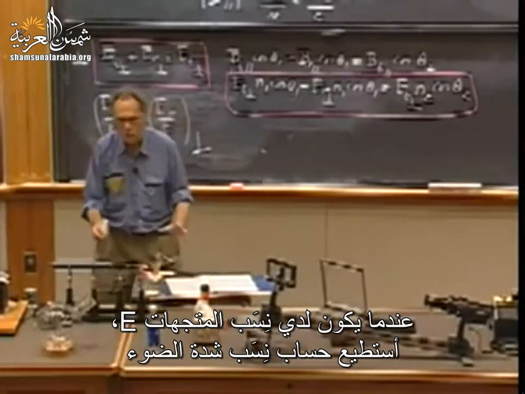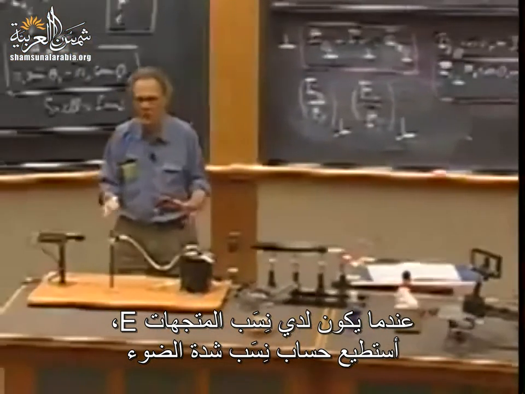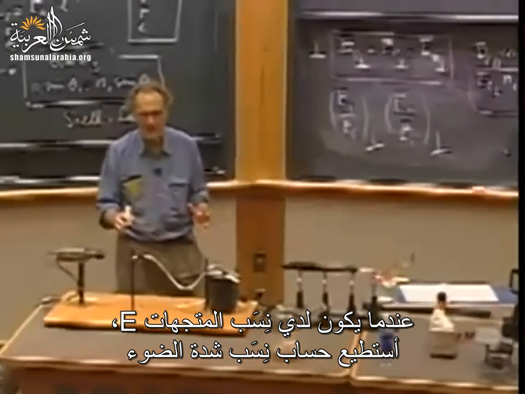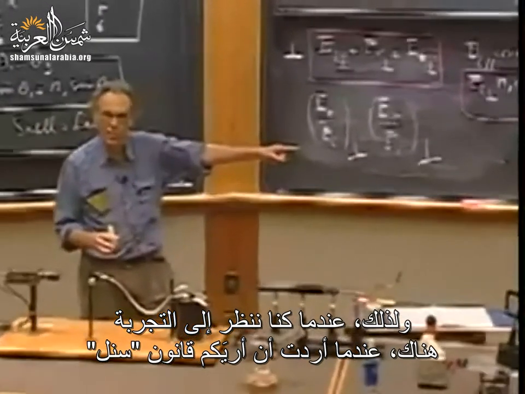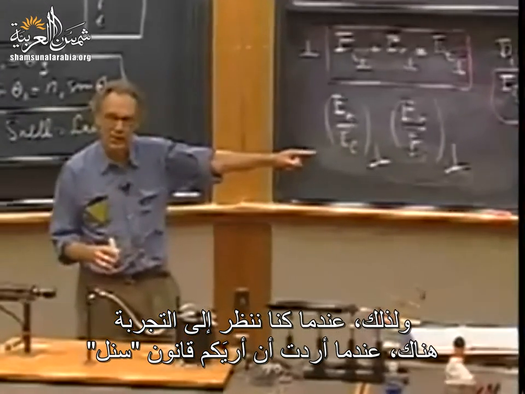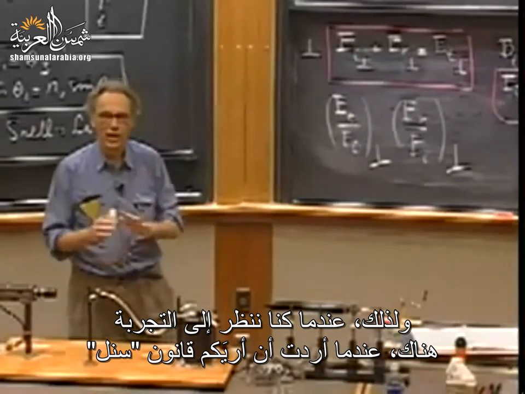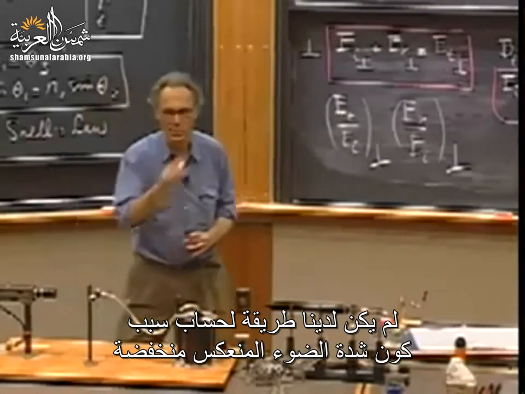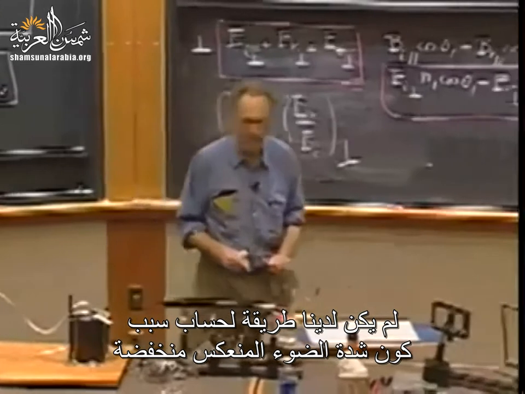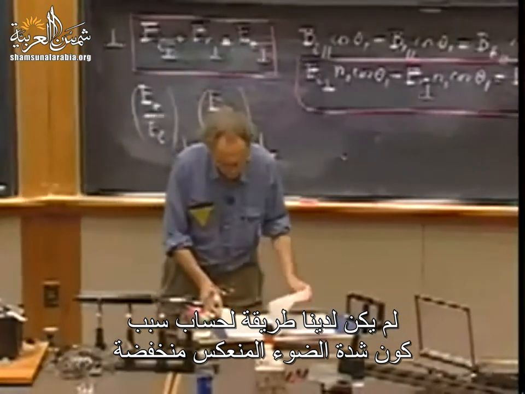Once I have ratios of E vectors, I can calculate light intensity ratios. And that's when we were looking at the demonstration there, when I wanted to show you Snell's law, there's no way that we had to calculate why there was so little light being reflected in that first demonstration.